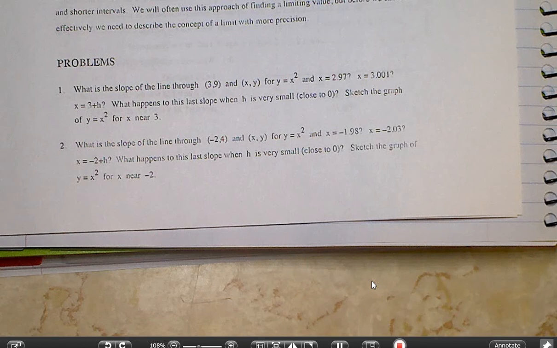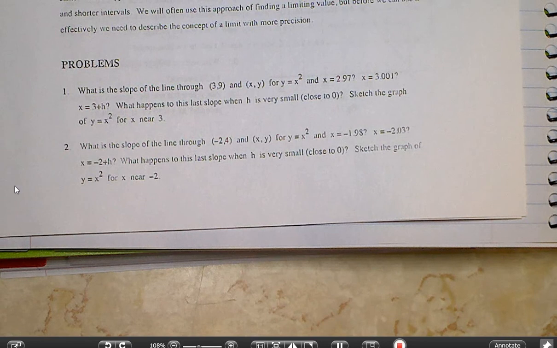Okay, for 3 plus h, you know that it goes through the point (3, 9). And then 3 plus h is your x value, and your y value is going to be 9 plus 6h plus h squared. And then if you subtract these, the 3's cancel, leaving you with an h on the bottom. The 9's cancel, leaving you 6h plus h squared on top. And if you divide everything by h, you've got 6 plus h.